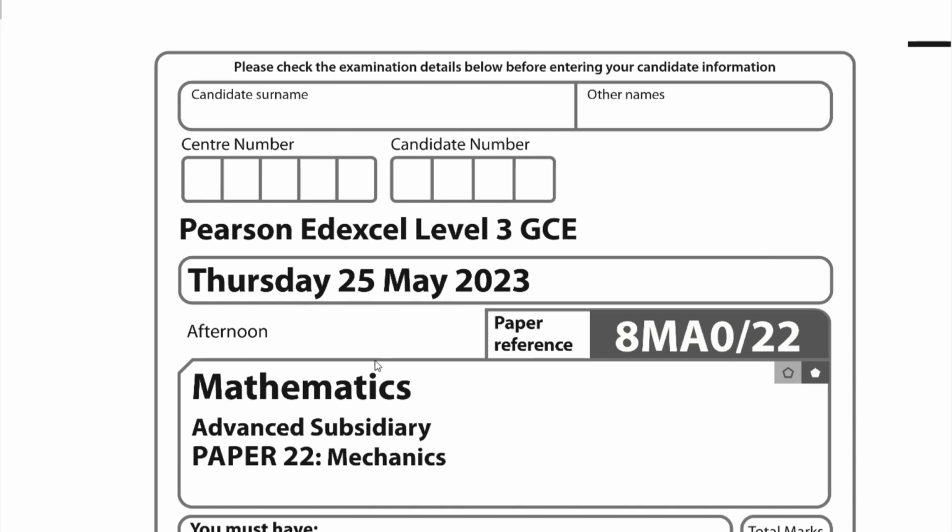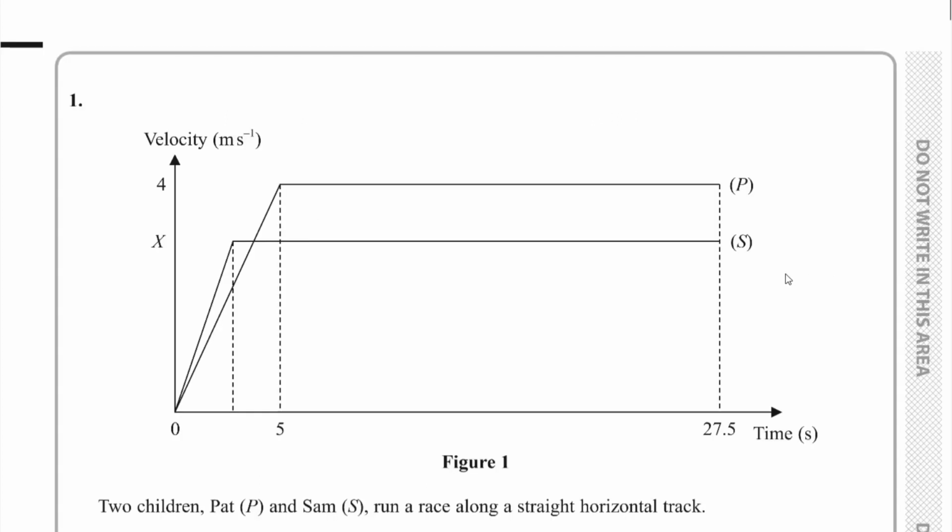This is the Edexcel AS Level Maths Paper 2 from the 2023 series, and this paper covers the mechanics section. Question number 1.